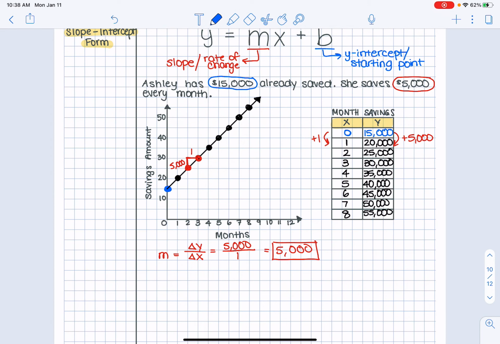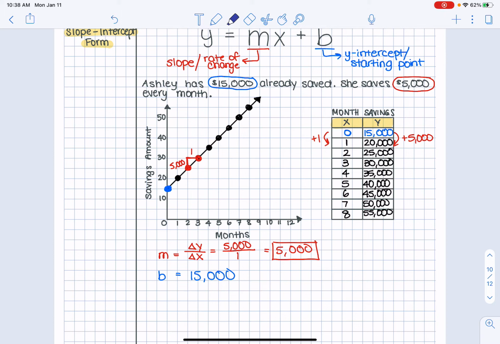Now I want to know what my y-intercept or my starting point is. We call it the y-intercept because if you notice, this blue point on the graph touches the y-axis. It intercepts the y-axis. It touches the y-axis. That's why we call it y-intercept. But it's also the starting point. So our starting point here is $15,000, right? That's what she starts off with.